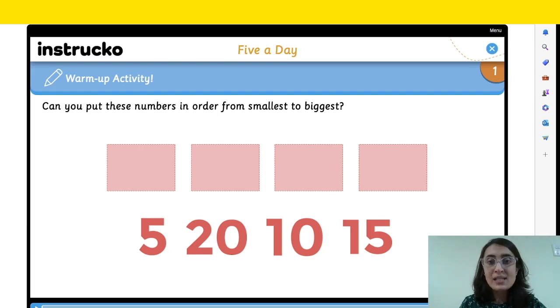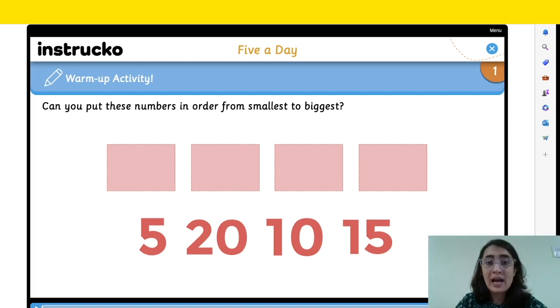Today's maths class is for students of age 3 to 5 years. In today's class, we will learn how to skip count by 5. The name of our chapter is 5 a day, okay?